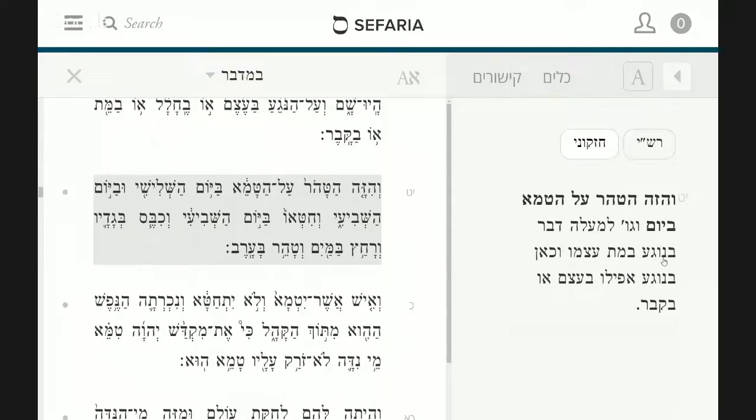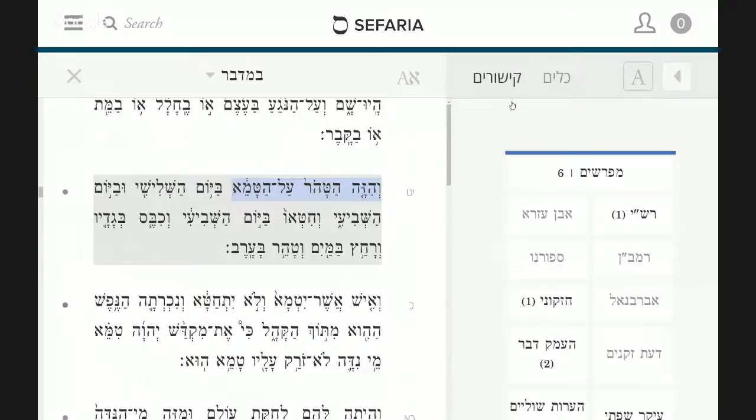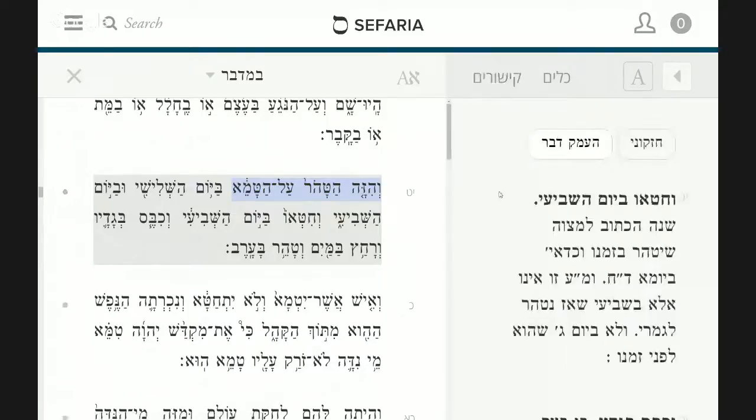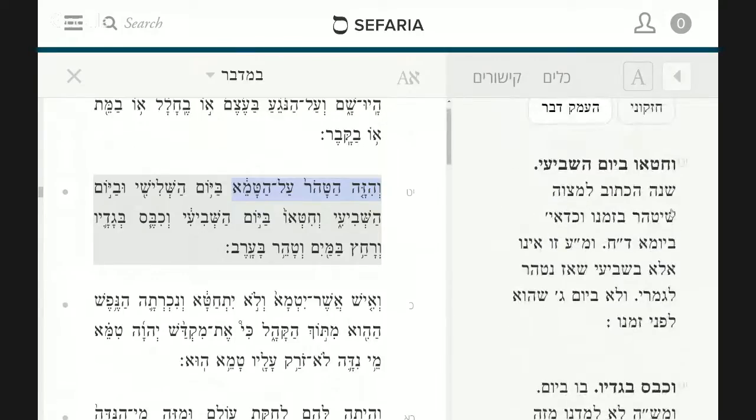So he's at tahor al tameh. He's just saying that above it refers to somebody who touches a dead body, but in this case we're talking about somebody who simply touched a bone or a grave. Okay, Emek Devar says, shana katuv mitzvah sheitaher bizmano v'yoma.